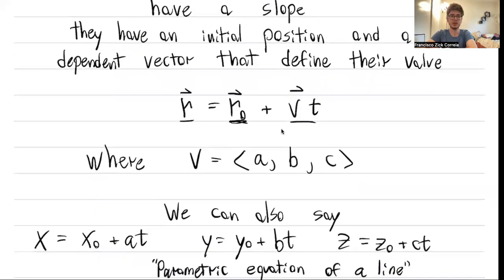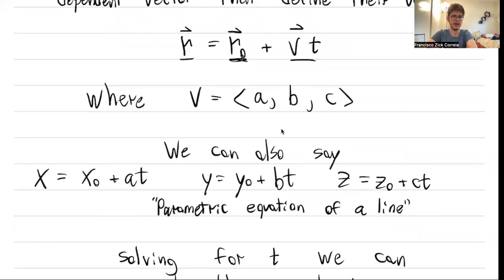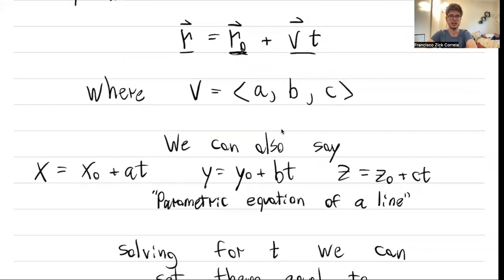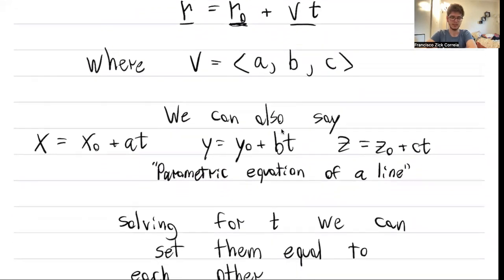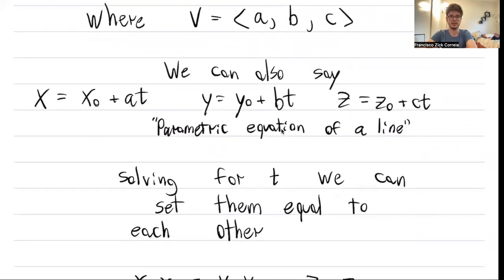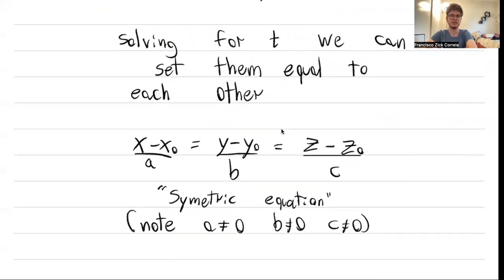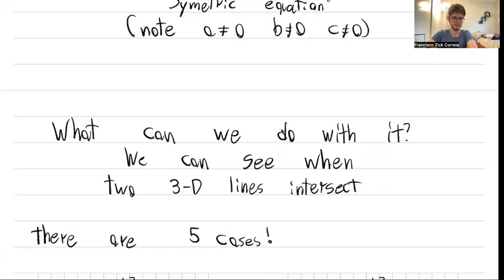We can break that down into components and have the x, y, and z equations. X is equal to x naught plus at, y is equal to y naught plus bt, and z equals z naught plus ct. This is the parametric equation of a line. We can also solve for t and set them equal to each other. And then we end with that: x minus x naught over a is equal to y minus y naught over b, and z minus z naught over c. This is the symmetric equation of a line. Just a quick note, a cannot equal 0, b cannot equal 0, and c cannot equal 0.